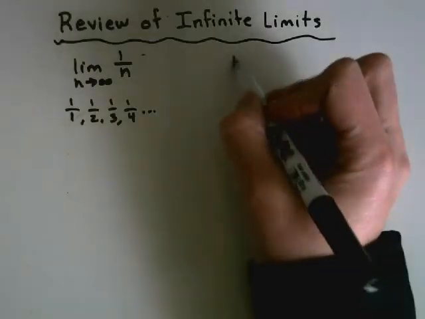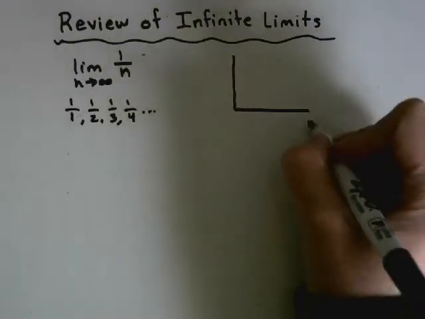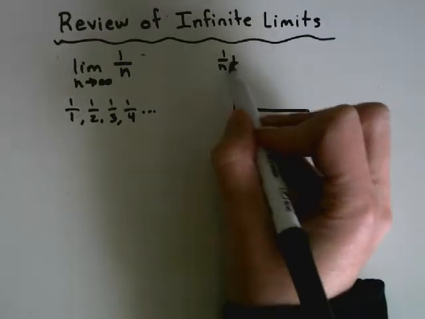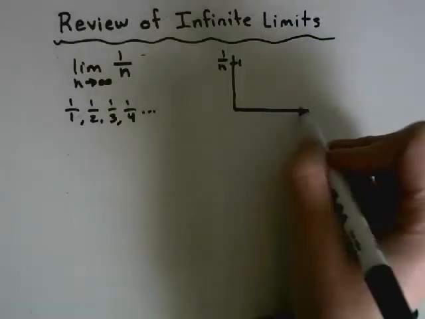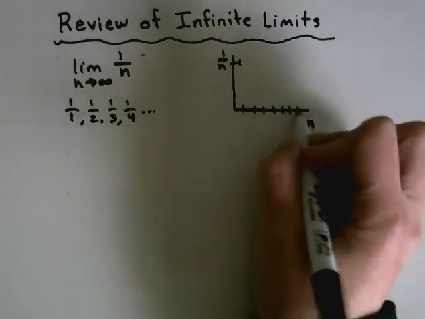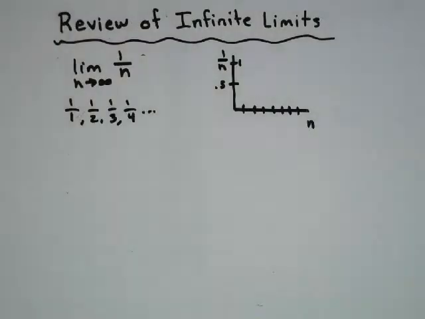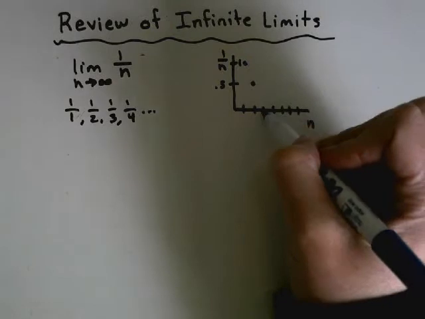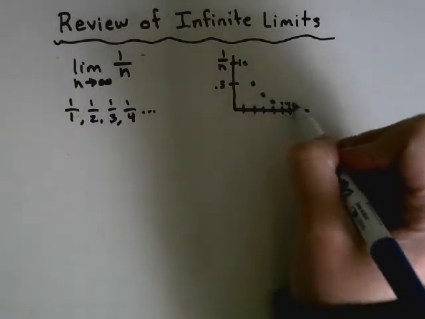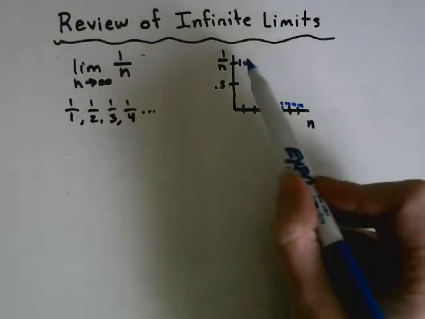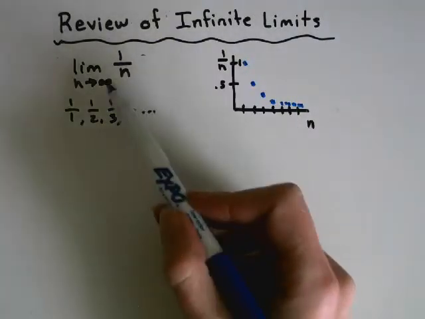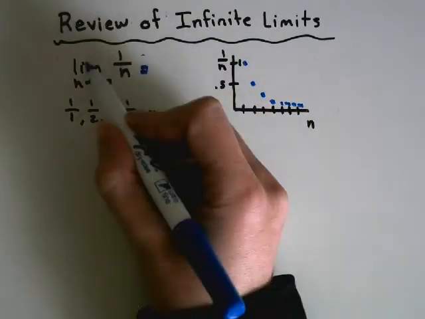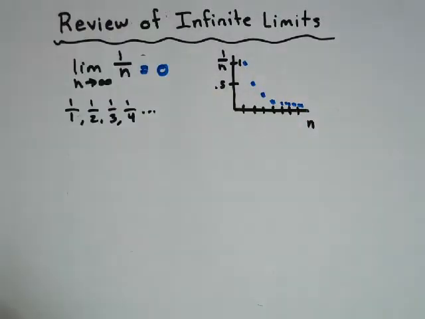And a good way to look at limits is graphically. So this is going to be n, that's 1 over n. I'm going to say that's 1. If I were to plot just some of these terms, 1 over 1 would be 1, 1 over 2 is 1/2, 1/3, 1/4, 1/5, and so on. What happens here is, as the denominator gets bigger and bigger and goes to infinity, the number itself gets closer and closer to 0. So we say that the limit as n goes to infinity of 1 over n is 0.